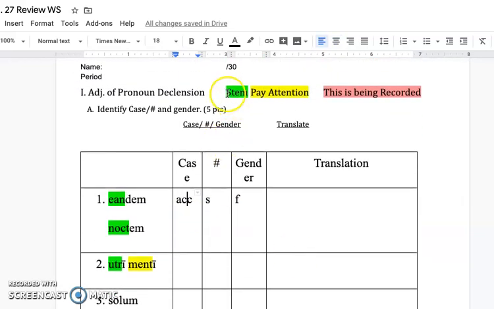So if I'm highlighting something in green, that means it's the stem of the word. And if something is in yellow, it might still be the stem of the word, but it's something to pay extra attention to, okay?